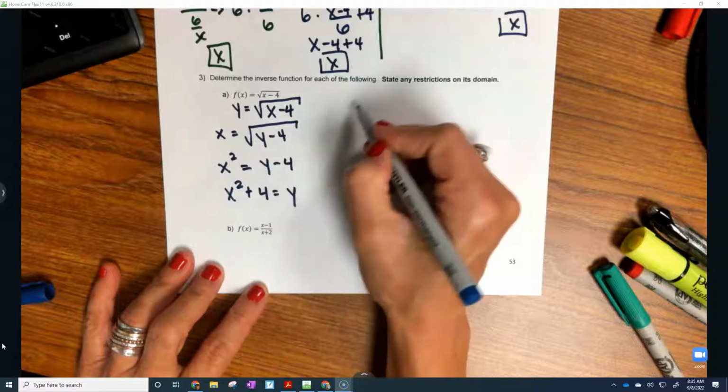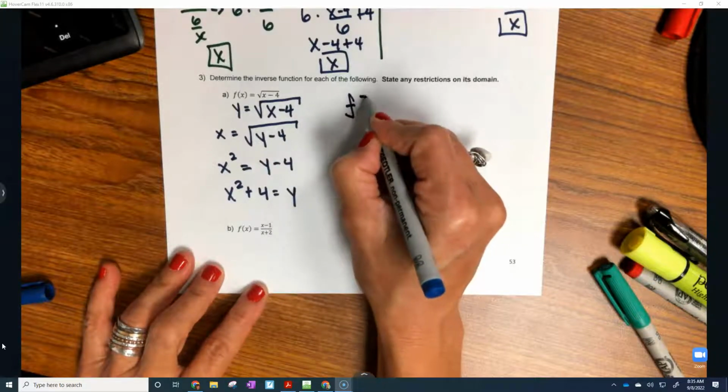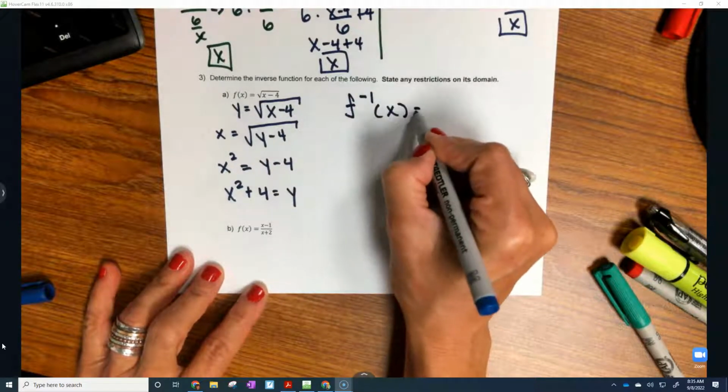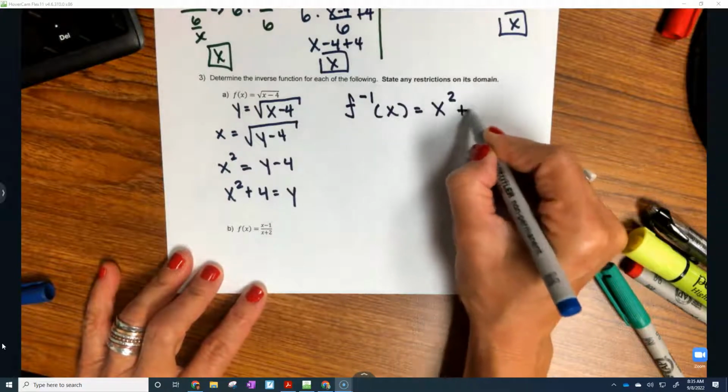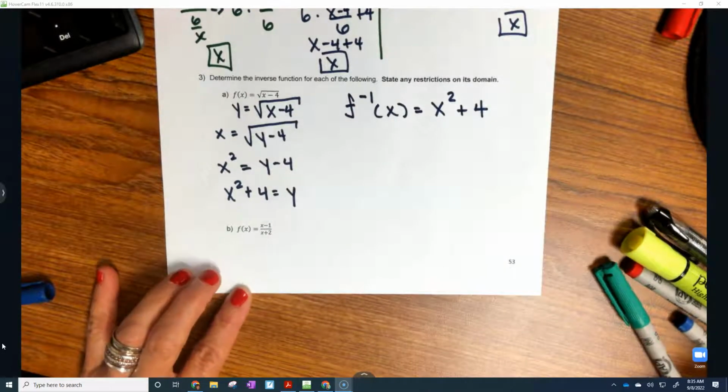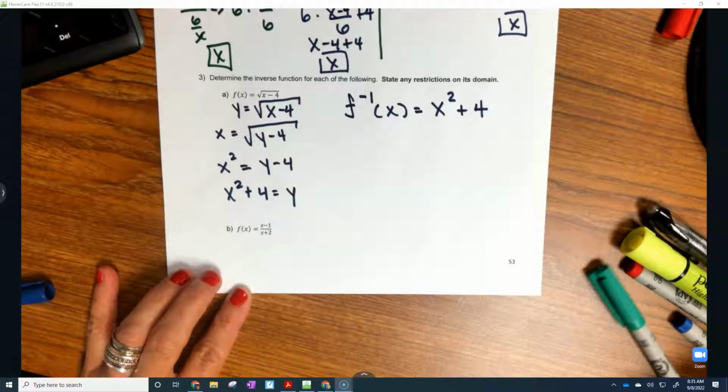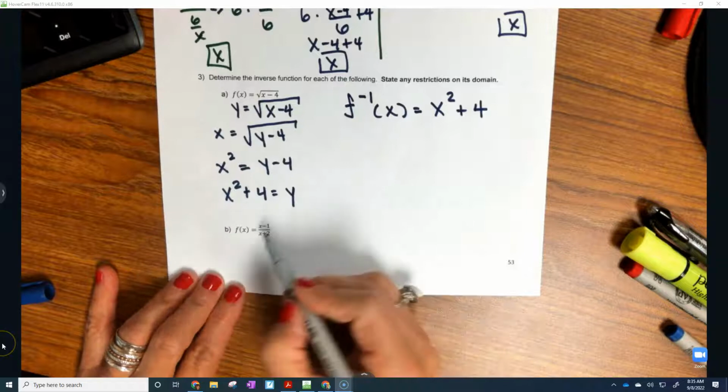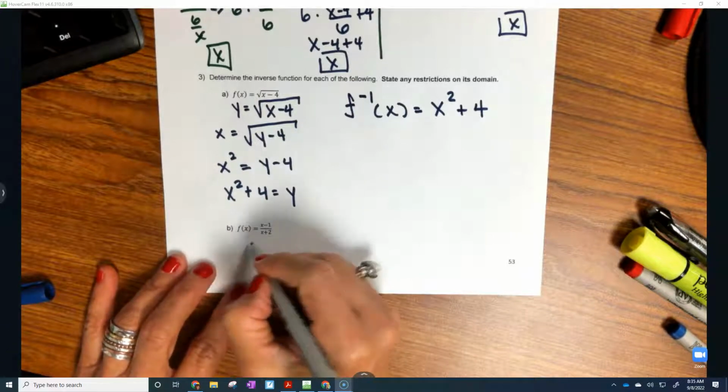And remember, we need to make sure that we state it in function notation. So we have to use that exponent of a -1. And we do not need to state any restrictions on that equation, guys, because that's just a parabola. So your input can be negative to positive infinity.